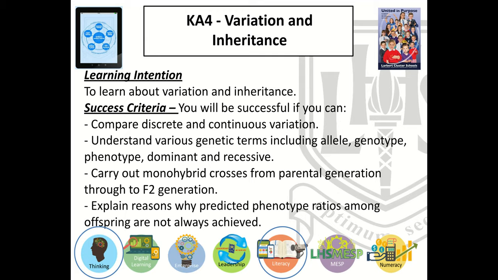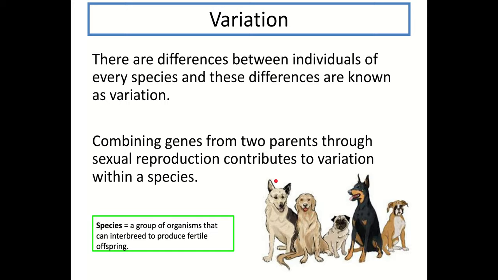So firstly, what is variation? Well, you already know that there are differences between individuals of every species. Think about humans, for example. We all look different from one another. We all have slightly different hair colours, eye colours, heights and weights. Dogs and other species are also the same. There are differences between each individual. These differences are what is known as variation.